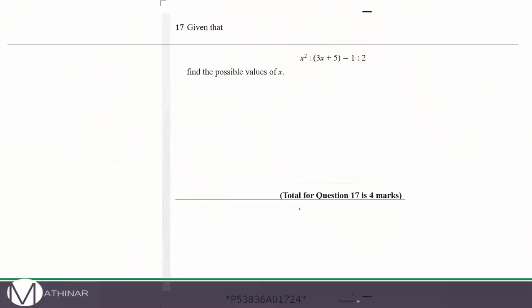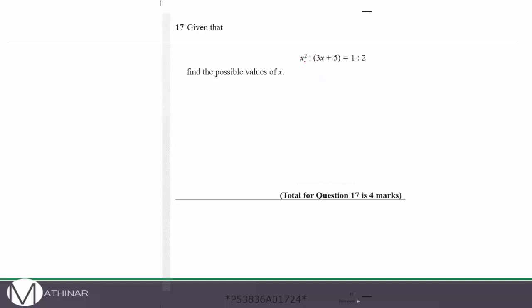Question 17. The ratio of x squared to 3x plus 5 is equal to 1 to 2. Find the possible values of x. So we're looking at equivalent ratios. Now whenever you've got equivalent ratios, you want to convert these ratios into fractions.